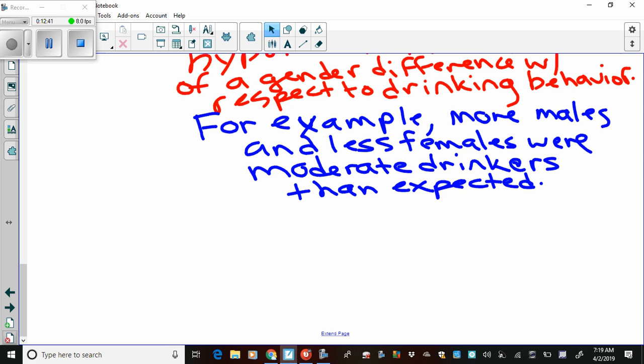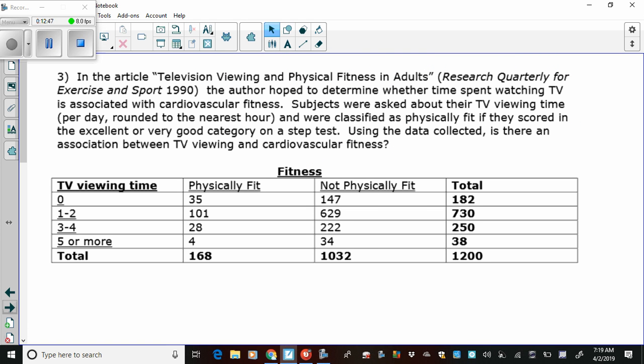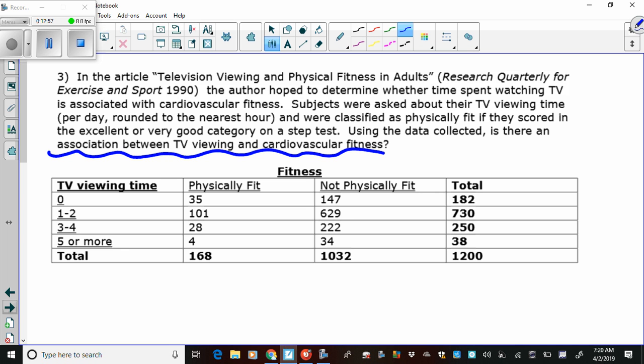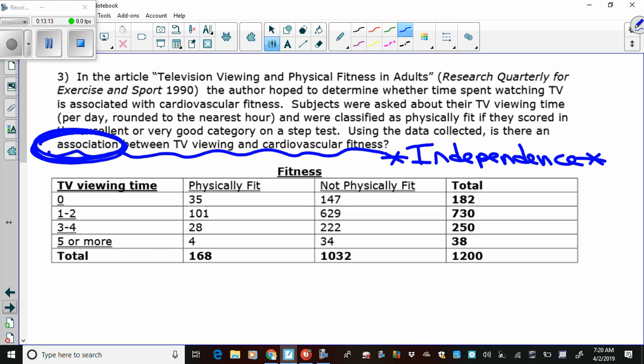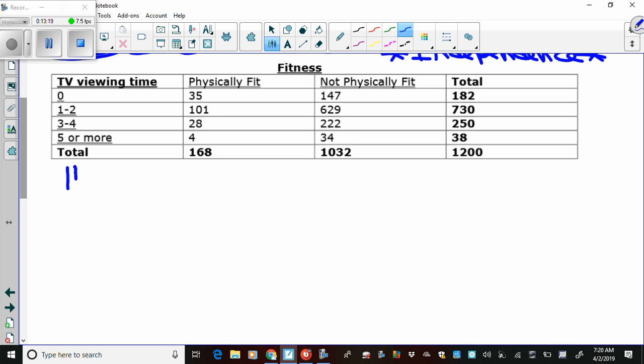Now, the next one, I'm not going to go all the way through the next one, but if you read through the problem, the question asks, using the data collected, is there an association between TV viewing and cardiovascular fitness? Anytime you see the words, is there an association, this is going to be a test for independence. And the nice thing is the test for homogeneity and the test for independence are exactly the same, except for the hypotheses.